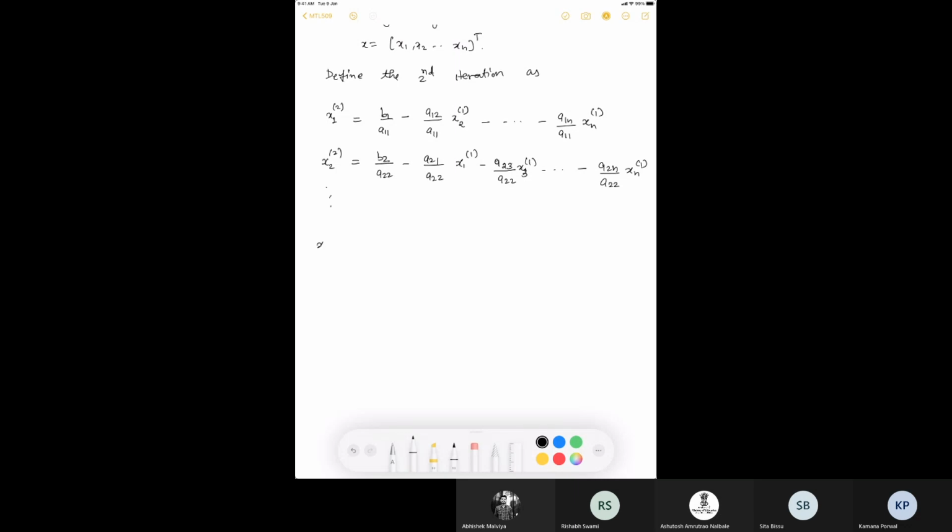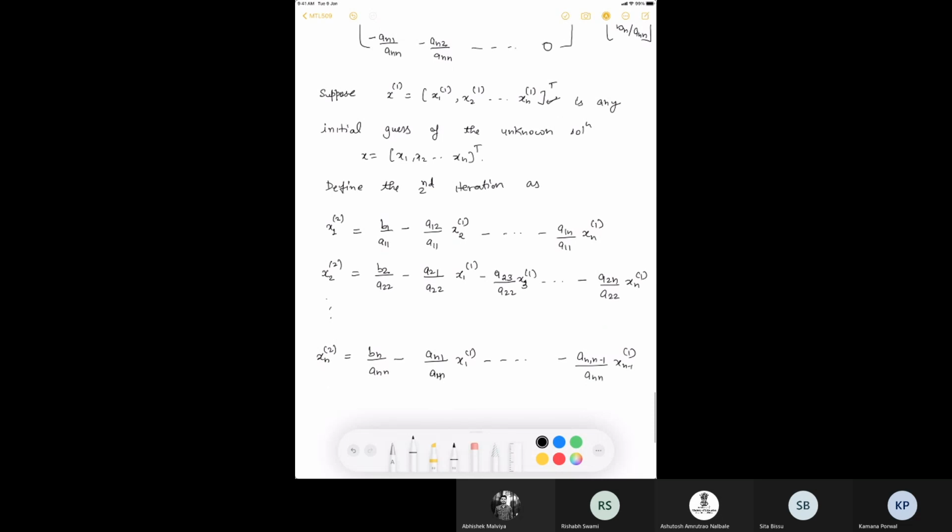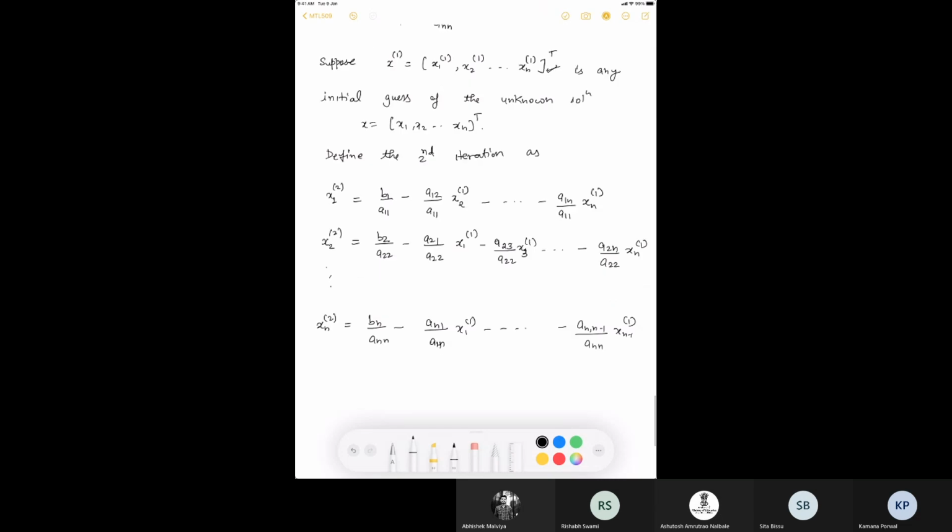So the last component of the second iteration is going to be bn divided by ann, minus an1 divided by ann into x1,1, and the last term here is going to be an,n-1 divided by ann times xn-1,1. Okay, so knowing x1, that is the first iteration, we computed the second iteration using this. Now you repeat this procedure. Once we have got the second iteration, you use this to compute the third iteration with the same arguments.